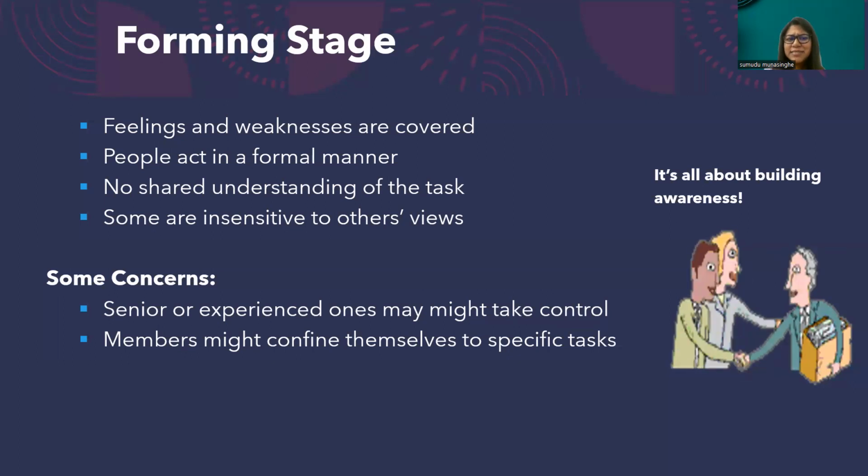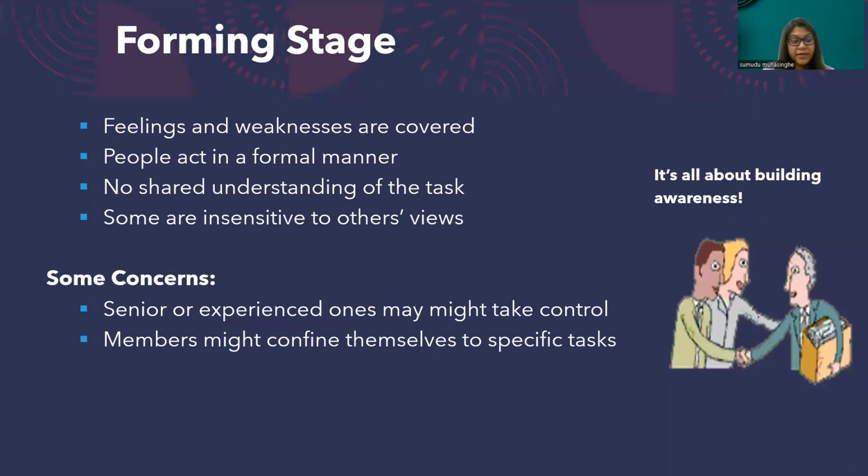But mostly at this stage, you're not willing to open up. Your feelings and weaknesses are covered, and you tend to act in a very formal manner. You try to imply to others that we are together because we are supposed to work together, as simple as that. On the other hand, not all the members might have a shared understanding of the task. They know that they're supposed to do something, but they might not be clear about what they're supposed to do and why they're supposed to work as a group.